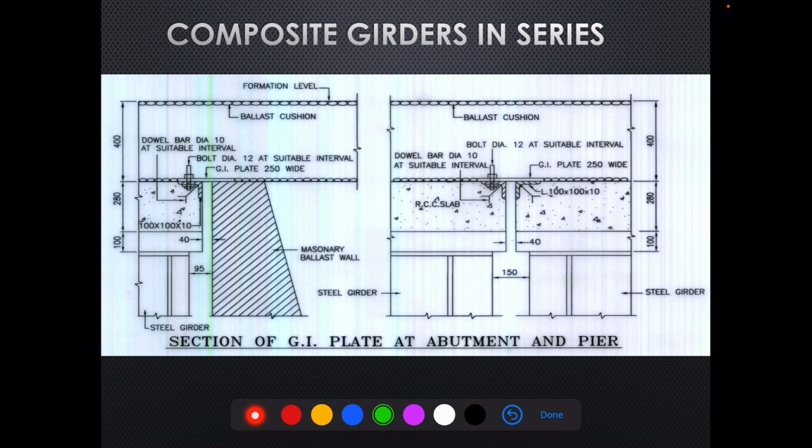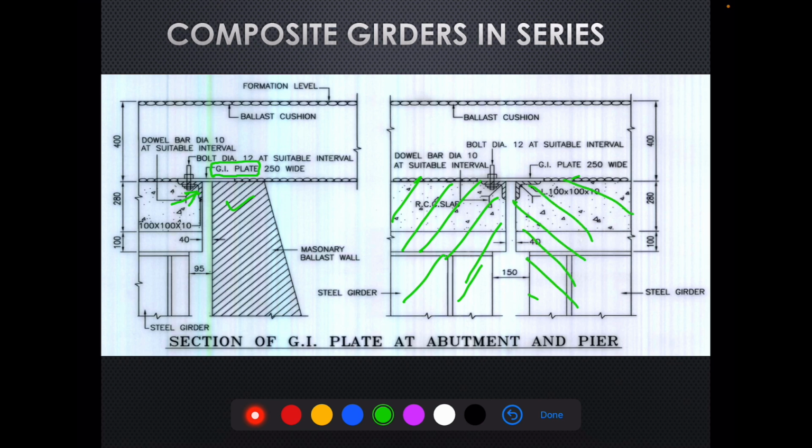So let's talk about the GI plate, which is provided at the abutment as well as pier-to-pier, sorry, when girders are provided in series. This is the GI plate provided between the abutment and the composite steel plate girder, and this is how the arrangement is provided between two. This is one composite plate girder, this is another composite plate girder.